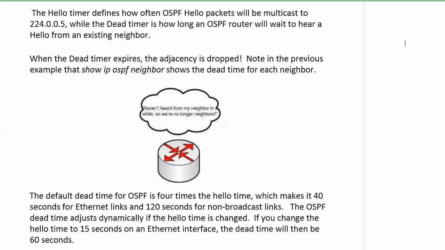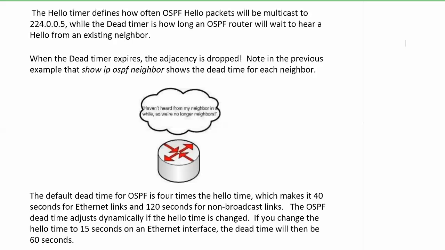Makes perfect sense. The dead timer is how long a router will wait to hear a hello from an existing neighbor on a given interface. When that dead timer expires, the adjacency is dropped.